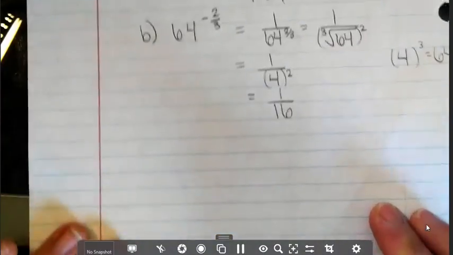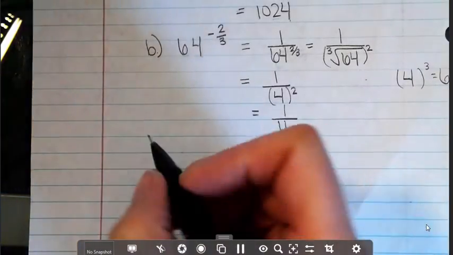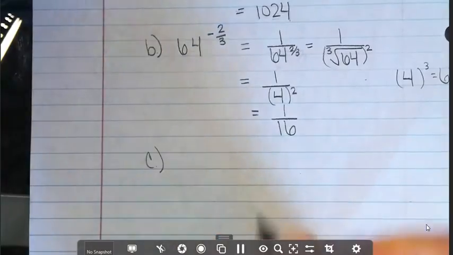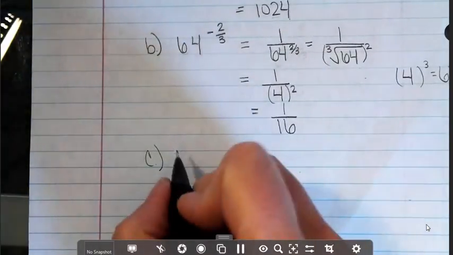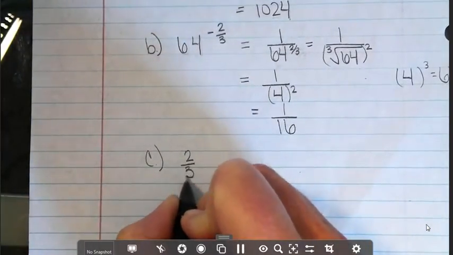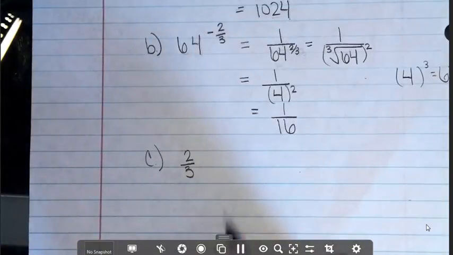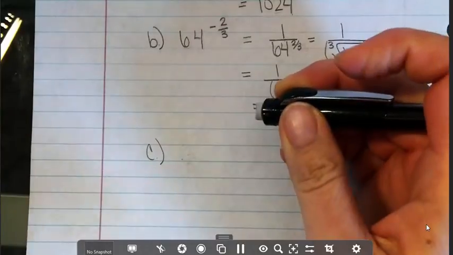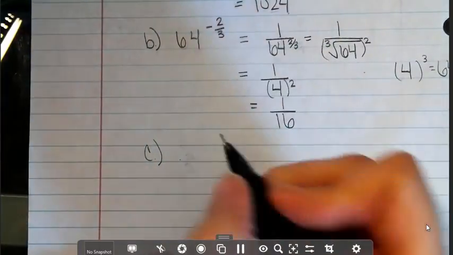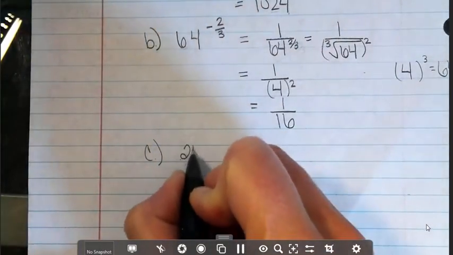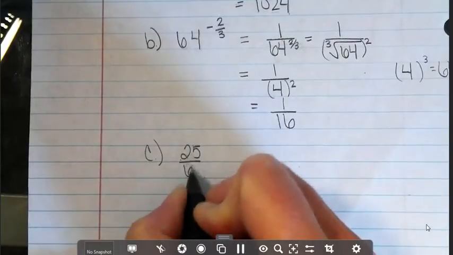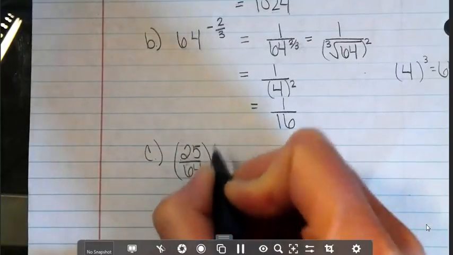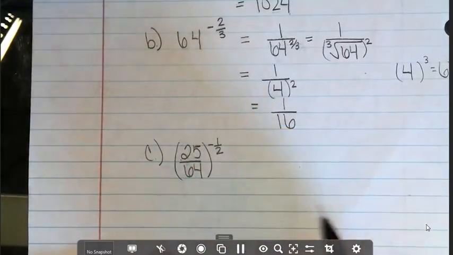Okay, so what if I had, let's see. Let's just do one more of these. What if I had a fraction to start off with? So what if I had like 2/3? Oh, that's not good. Now I'm making up problems off the top of my head, and that never bodes well for anybody here. Let's try an easy one. So how about 25 over 64, the whole thing raised to the negative 1/2.